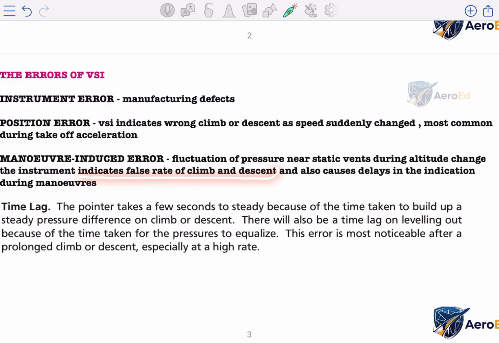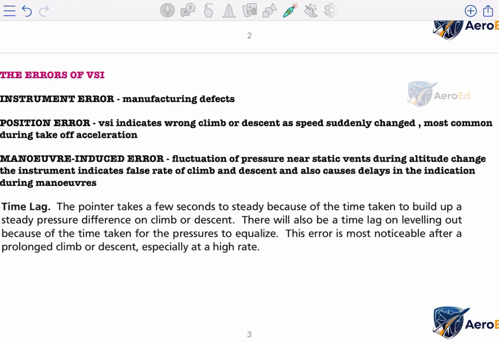Now we're going to study the most important error of the VSI, which is the time lag. The pointer takes a few seconds to steady, because of the time taken to build up a steady pressure difference on climb or descent. There will also be a time lag on leveling out because of the time taken for the pressures to equalize. This error is most noticeable after a prolonged climb or descent, especially at a high rate.